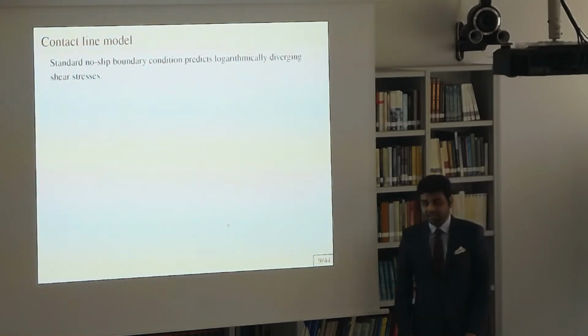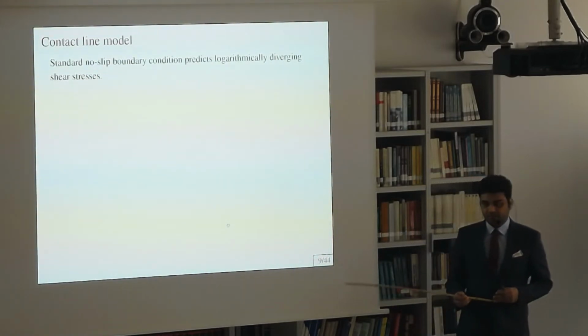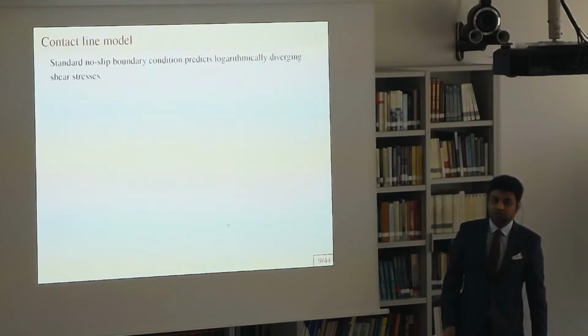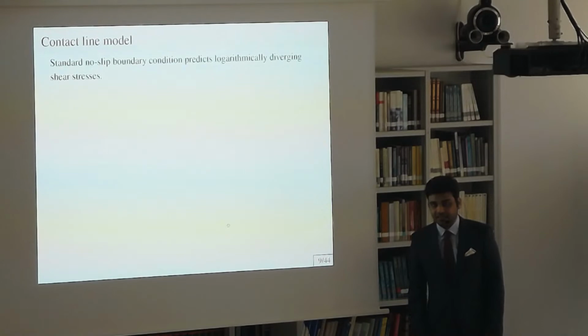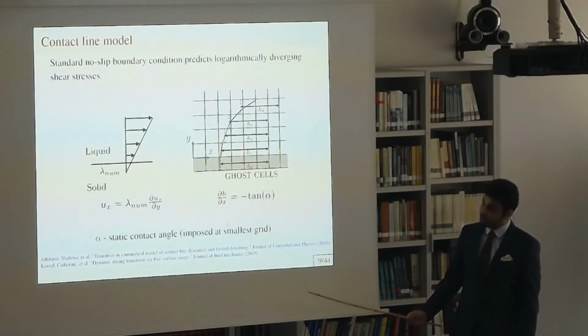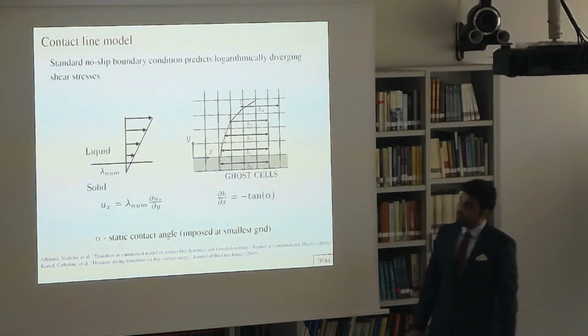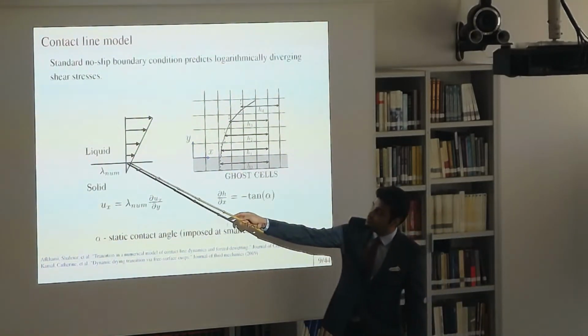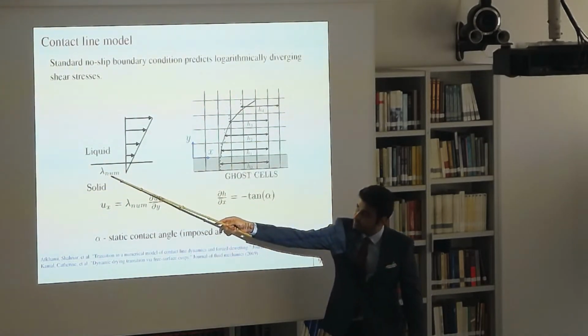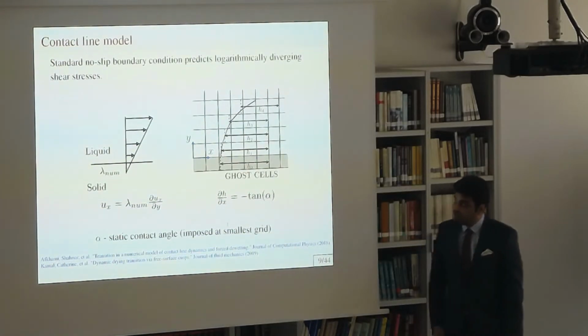We also have a contact line in our problem. It is a line where the solid will meet the gas and the liquid phase. A standard no-slip boundary condition for solid is known to produce diverging shear stresses as one approaches the contact line. This singularity is often regularized by using what is called a slip model, where we assume that the liquid can slip over solid surface, and this slip is controlled by this parameter called slip length.